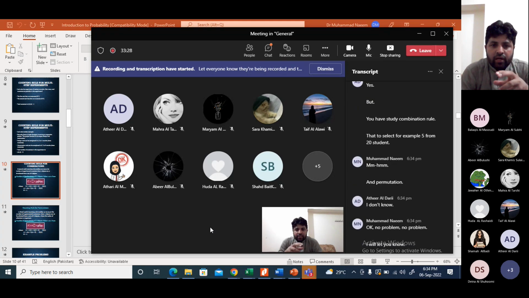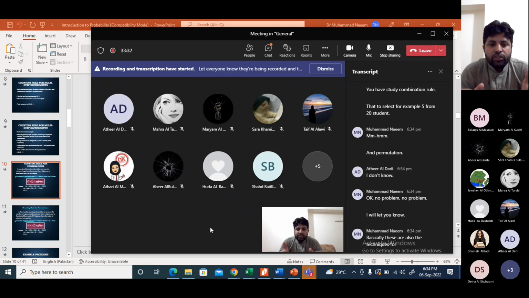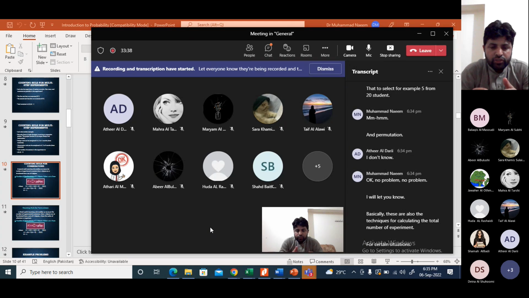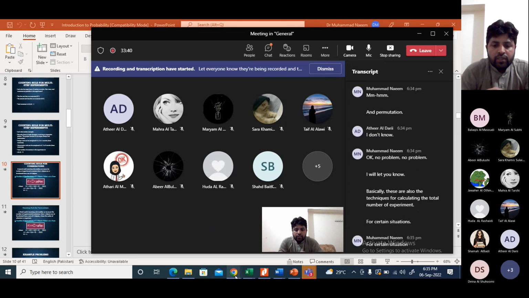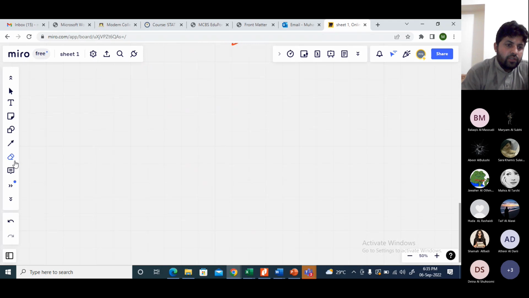Basically, these are also the techniques for calculating the total number of experiments for certain situations, because these two techniques calculate the total number of arrangements. Arrangements or experimental outcome is the same thing.